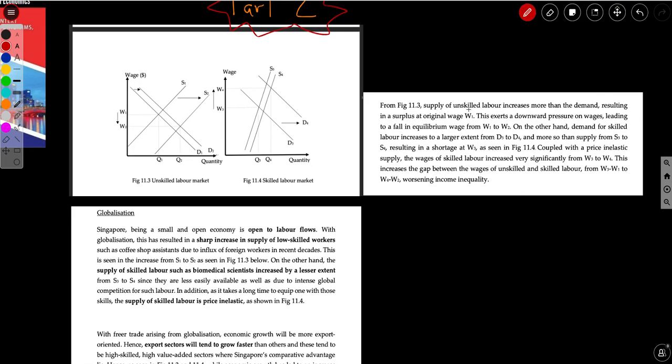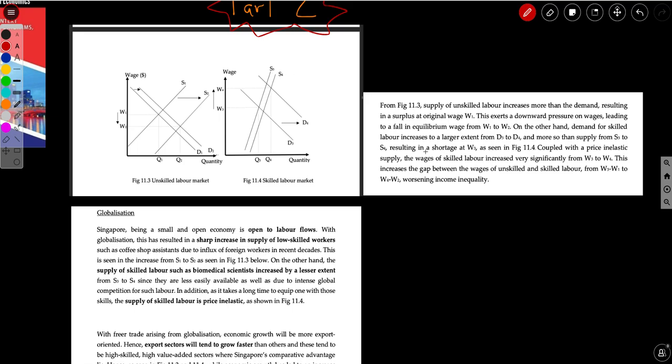the supply of the non-university grads labor will increase more than its demand, as you can see here. So resulting in a surplus at the original wage W1, downward pressure, so the wages fall from W1 to W2. So I'm analyzing this market first, and then after that I'm going to analyze the other market. On the other hand, the demand for the university grad labor increases to a larger extent, from D3 to D4, more so than supply, S3 to S4. So this one increased by a larger extent compared to over here, and also compared to its increase in supply.